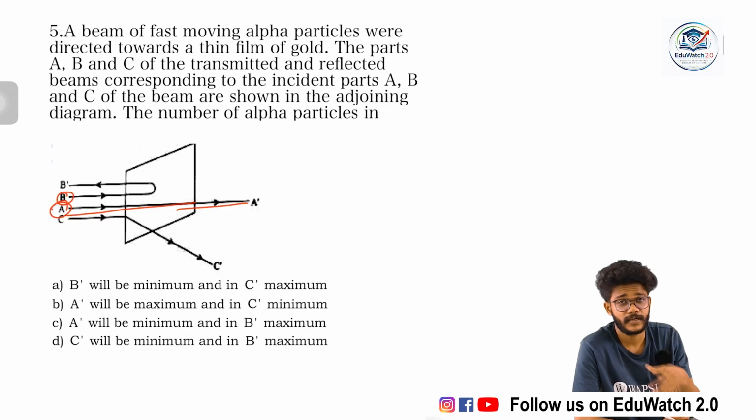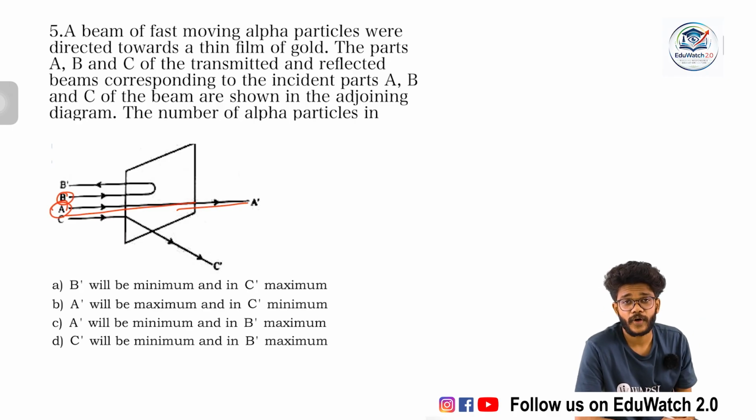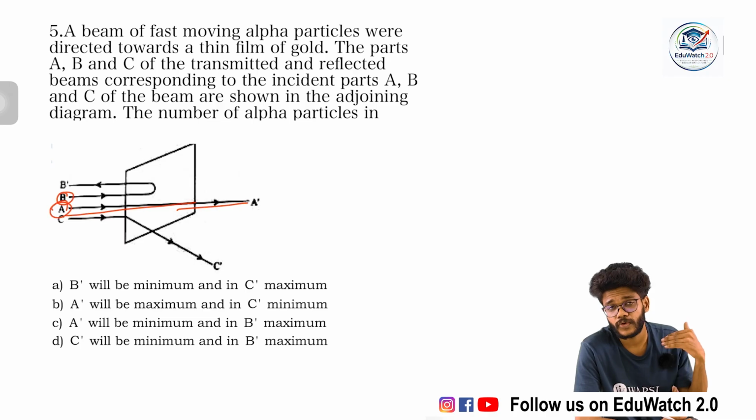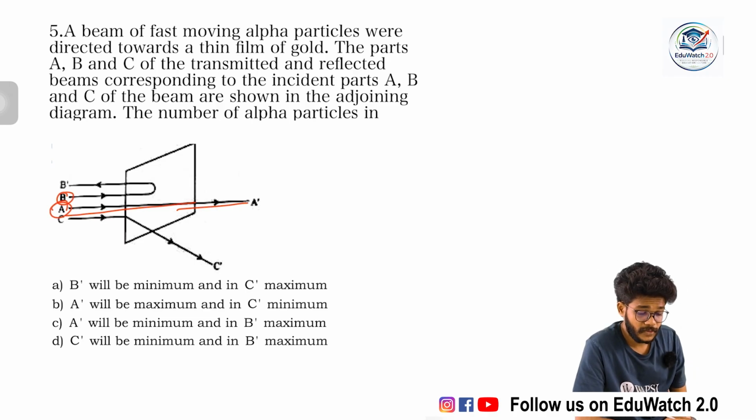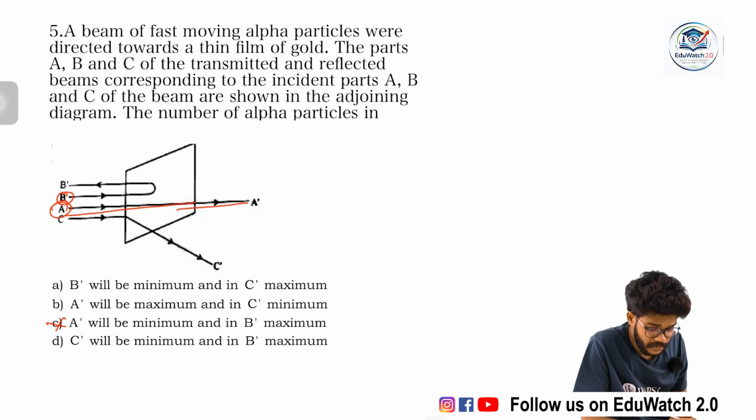That means most of the space of an atom is vacant, so most of the radiation will go through the atom. So A dash is maximum. So we can delete option C, where A dash is minimum. We can delete it, and B dash will be minimum and C dash will be minimum. And C dash is average and B dash is minimum. Yes, and C dash can be maximum.